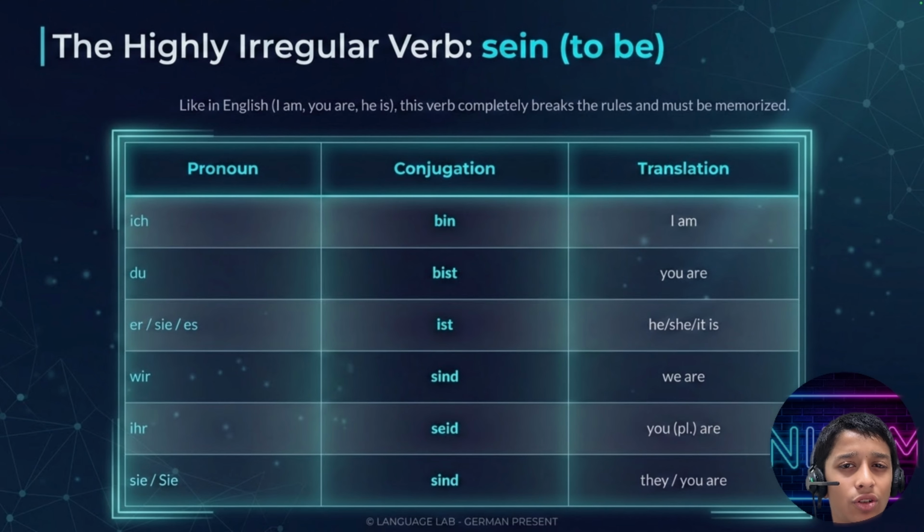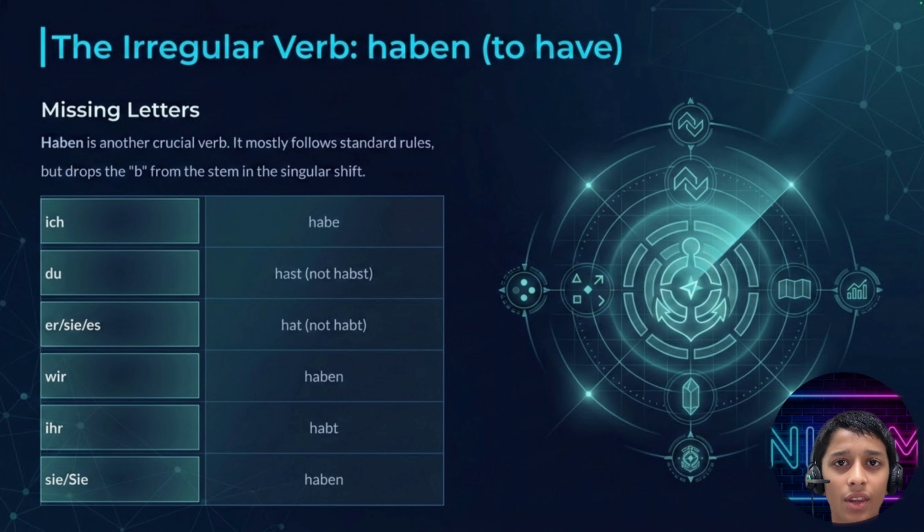However, sein is so frequently used that memorization happens naturally through exposure. My recommendation: create flashcards and drill them daily for one week. After that, the forms will be automatic. Haben, to have, is mostly regular, but drops the B from the stem in the du and er/sie/es forms.